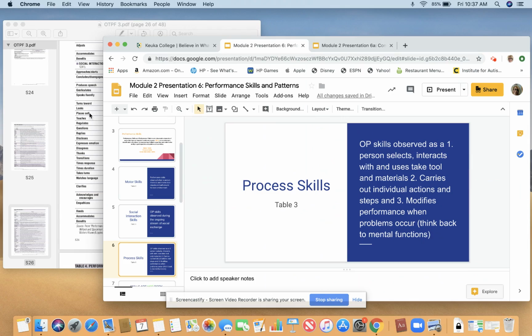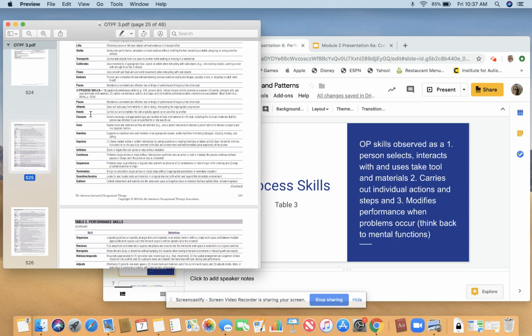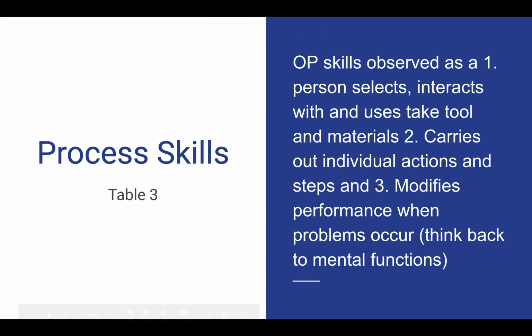Just want to show you again on the OT Practice Framework. This is where we're talking about process skills. This is again pacing, inquiring, sequencing, translating, gathering information. So as you can see, we're going to go through this information, and again, just like I did for the motor skills and the social interaction skills, I'm going to have you share 5 process skills and personal examples that are specific to you.